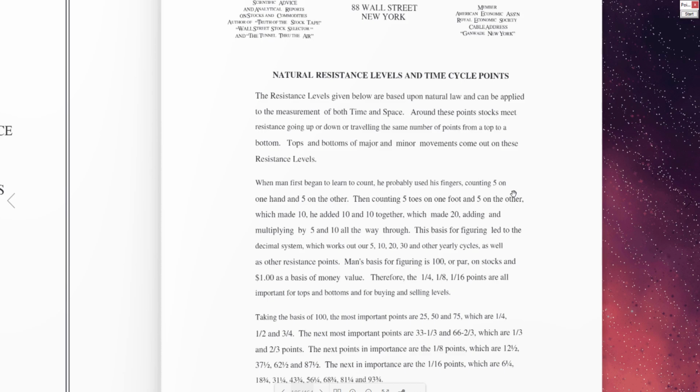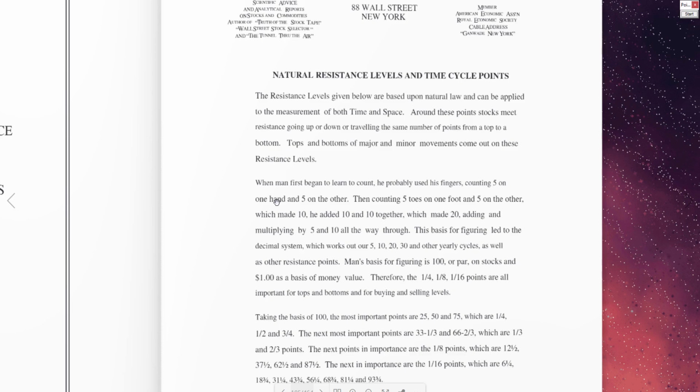It's 10 divided by 2. He has given 5 two times. Then counting 5 toes on one foot and 5 on the other, so this becomes what? 20, right? 1, 2, 3, 4. So 4 fives equals 20, which made 10. He added 10 and 10 together.